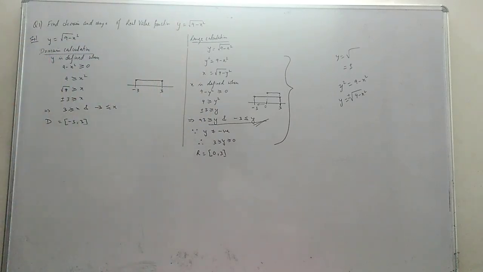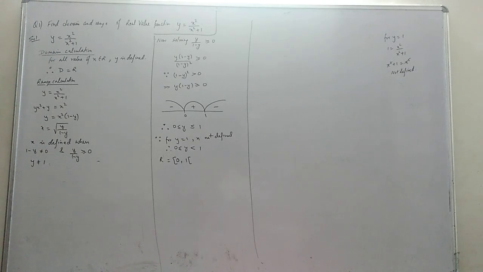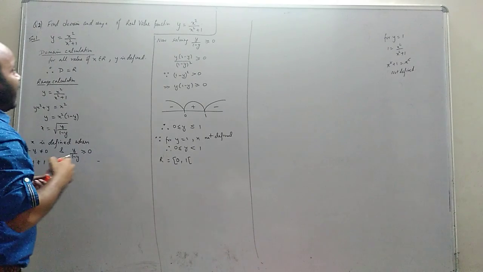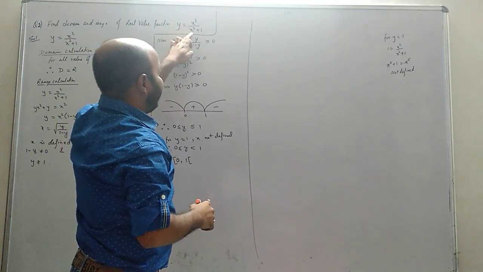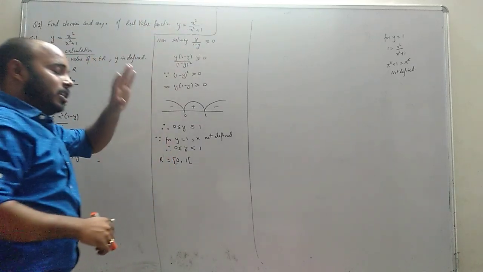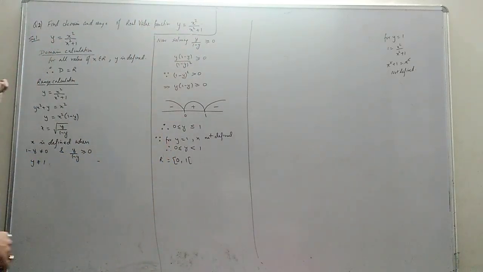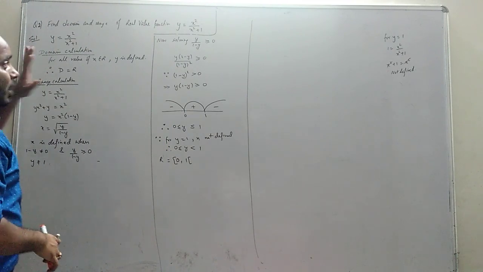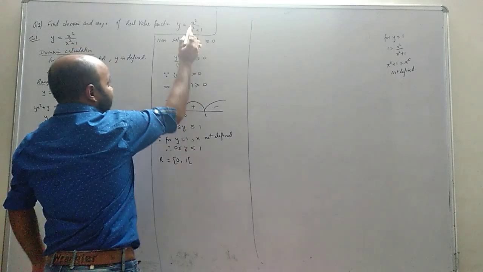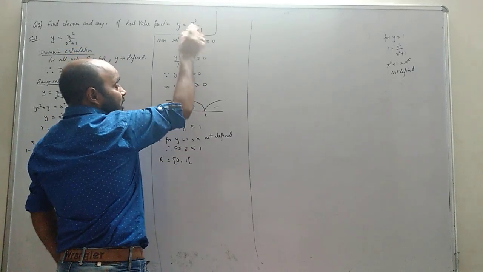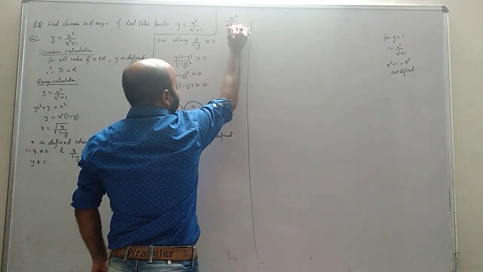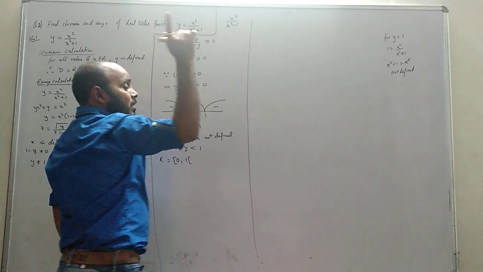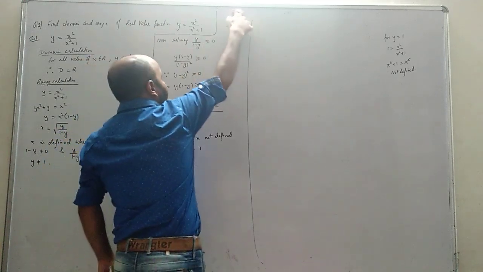Okay, now let's go to the next question. Okay, now see the next question. Question number 2. Find domain and range of real value function y equals to x square by x square plus 1. This question again is there in your class 11 notebook. Okay, so now see, there are two types of question. One is x square by x square plus 1, which I am doing on the board. Another is x square by x square minus 1, which is there in your class 11 notebook. This you will do on your own.